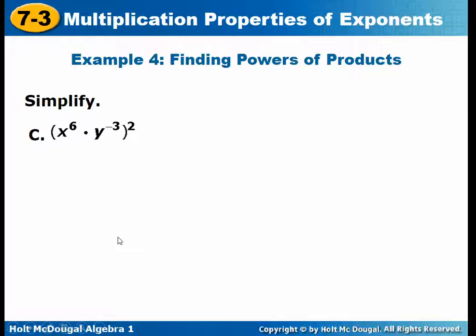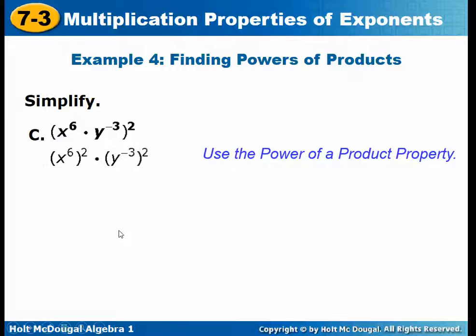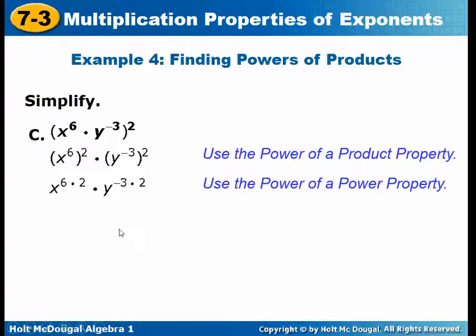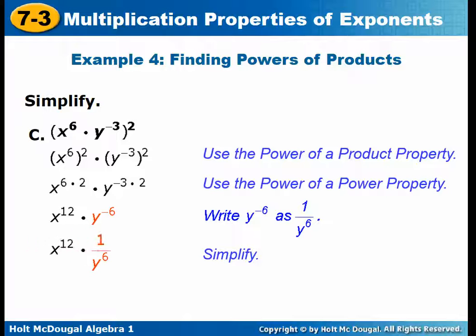Here's one that's x to the 6th times y to the negative 3rd, all squared. So we have to square the x to the 6th, and we have to square the y to the negative 3rd. So we're going to end up with part of this going into the denominator, because we'll have x to the 12th times y to the negative 6, and then we write that as that, or more often you'll see it written like this, x to the 12th over y to the 6th. And you can go directly from this step to this step.